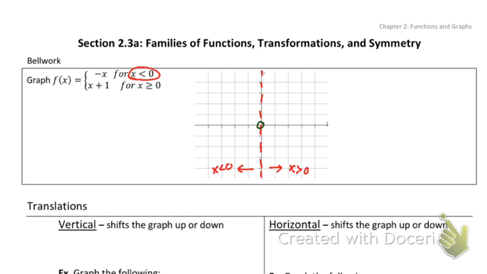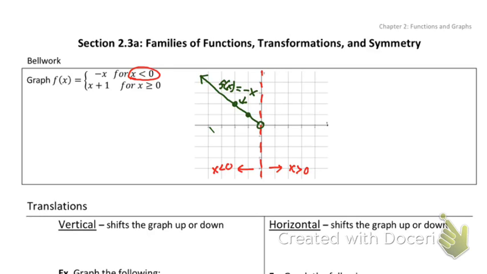Now let's plug in negative 1. If I plug negative 1 in for negative x, it becomes a positive 1. Negative 2, take the negative of that, it becomes a positive 2. And so that graph right there is my f of x equals negative x right here. And it's on the left-hand side.